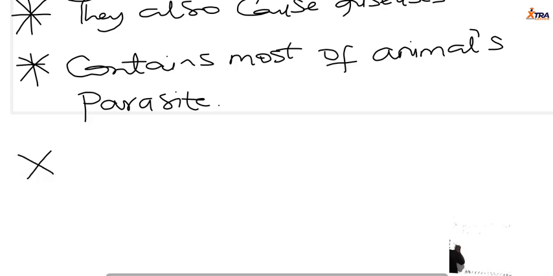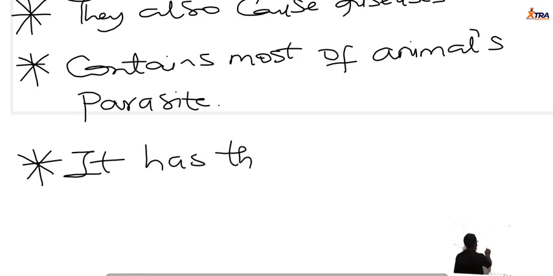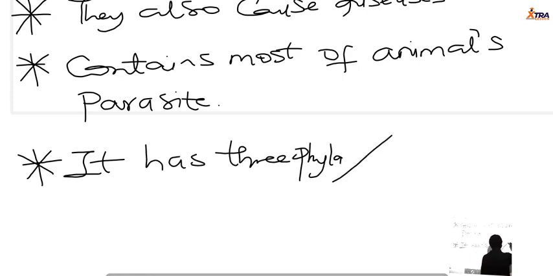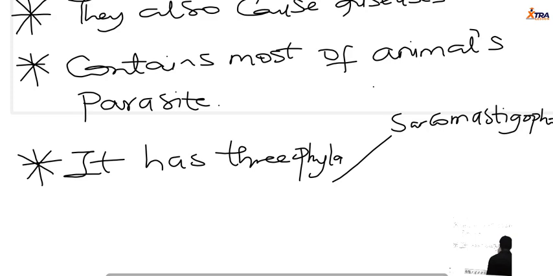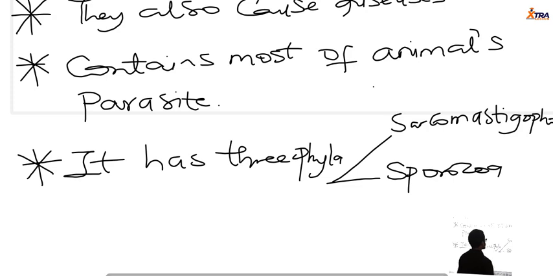And basically it has 3 phyla. It's a subkingdom. So you have Sarcomastigophora. You have Sporozoa or Apicomplexa. This is where you find your Plasmodium. Sarcomastigophora is subdivided into Sarcodina and Mastigophora. Under Sarcodina you find your Entamoeba histolytica, your amoeba. Under Mastigophora you find your Trypanosome and Giardia, and under Sporozoa you have your Plasmodium.